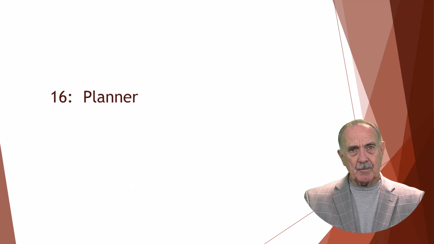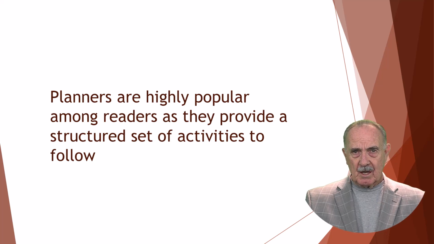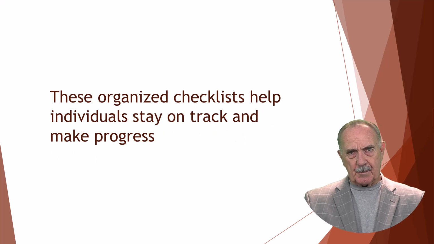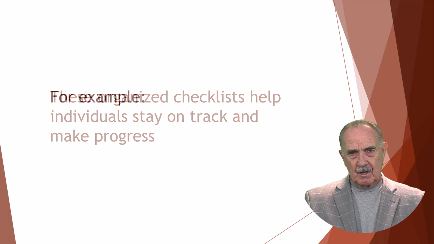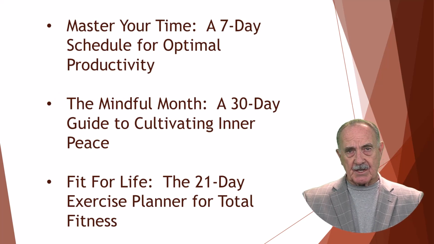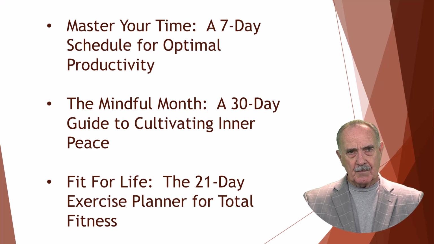Number 16, planner. Planners are highly popular among readers as they provide a structured set of activities to follow. These organized checklists help individuals stay on track and make progress. For example, Master Your Time, a 7-day schedule for optimal productivity. The Mindful Month, a 30-day guide to cultivating inner peace.